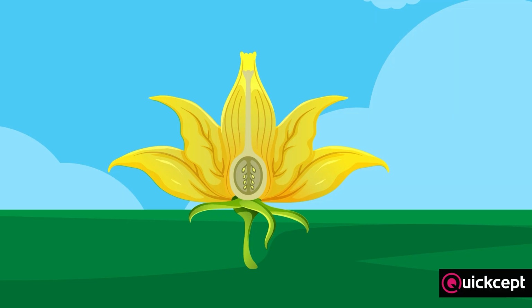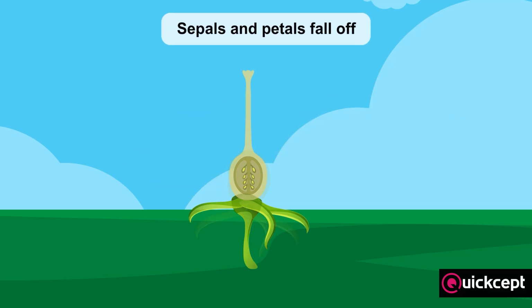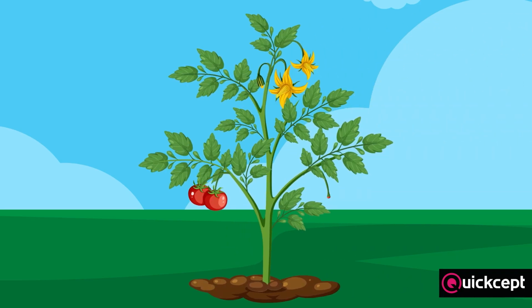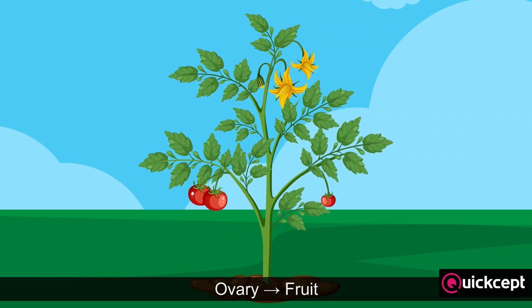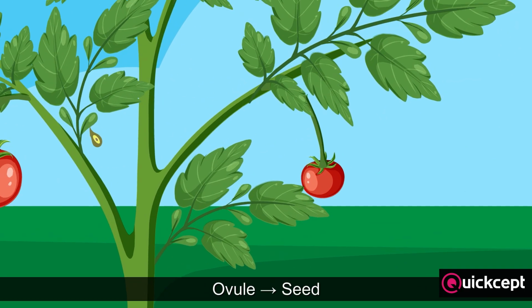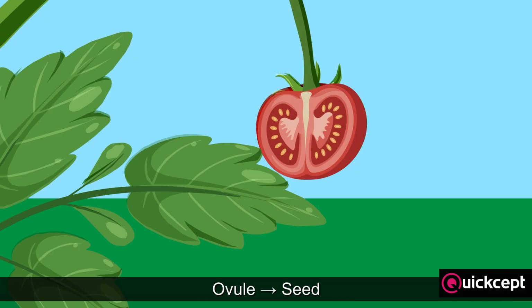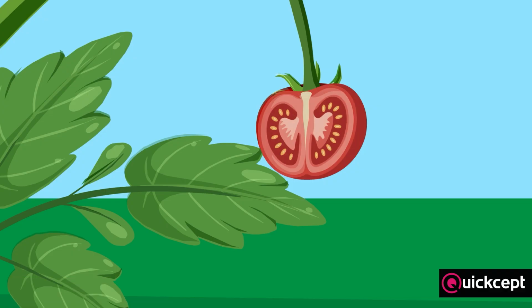After fertilization, the sepals and petals slowly dry up and fall off. The ovary enlarges and transforms into a fruit. The ovule develops into a seed. Thus, fertilization ensures the formation of fruits and seeds, allowing plants to continue their life cycle.